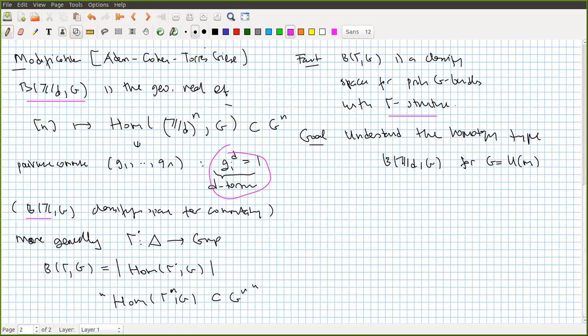Okay, so in this talk, we're essentially interested in the unitary group, when G is equal to the unitary group. But the problem is that it's kind of hard to compute the homotopy groups of this in general.